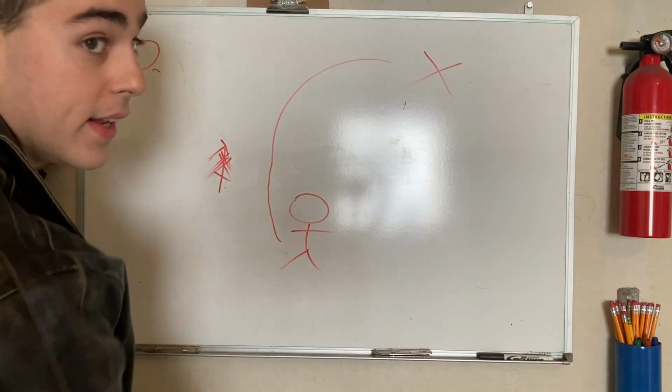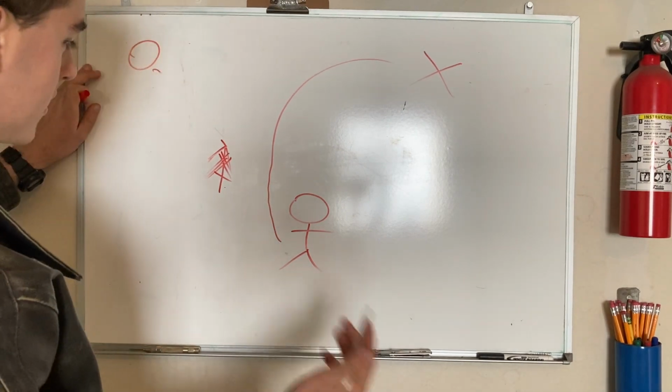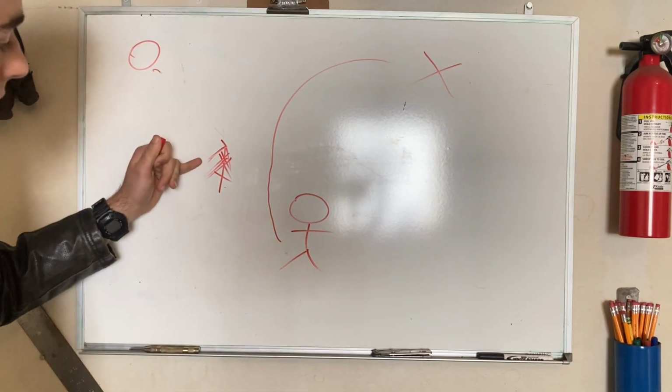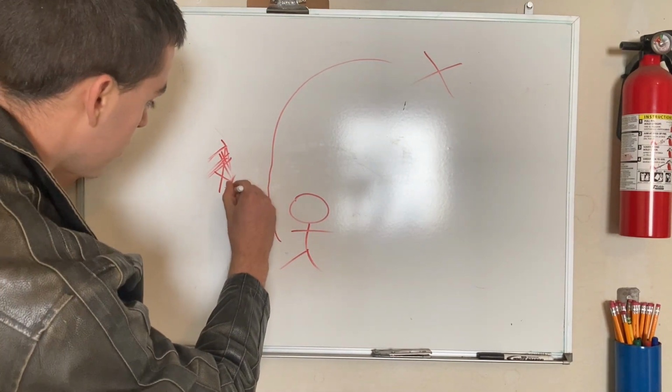You can't kill something you can't see. These are basic military terms. So this is considered concealment. Say there's a bush.